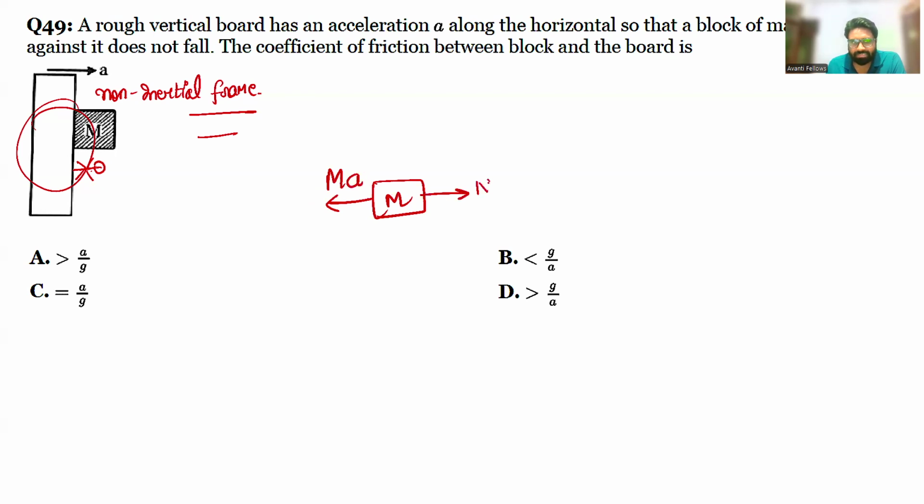And there is a normal reaction on the block. There is a force mg which is acting downward, and the frictional force will be acting in the opposite direction, because this particular block is trying to move in the downward direction. So we can say that F is equal to what? F is equal to capital M into g. F is equal to mu into N. So we can say mu N is equal to capital M into g.